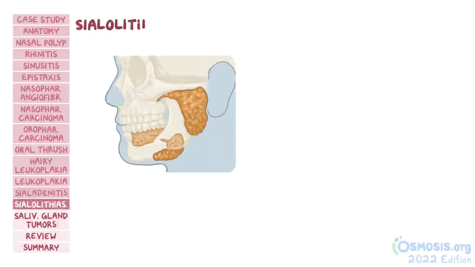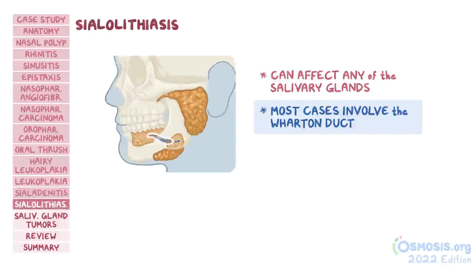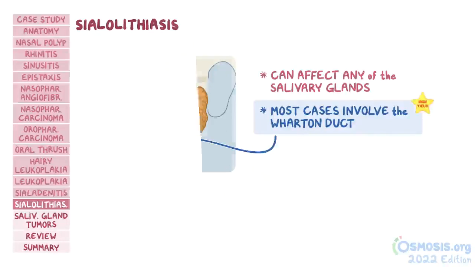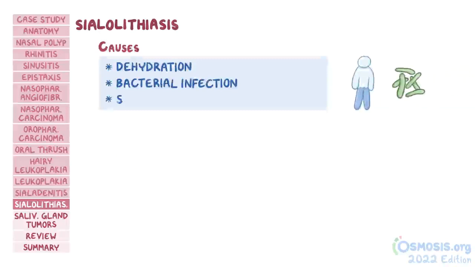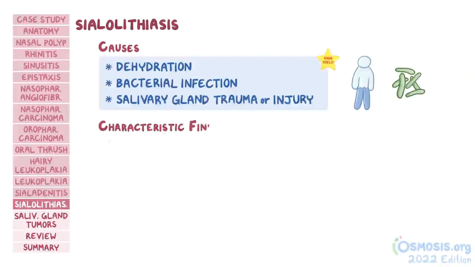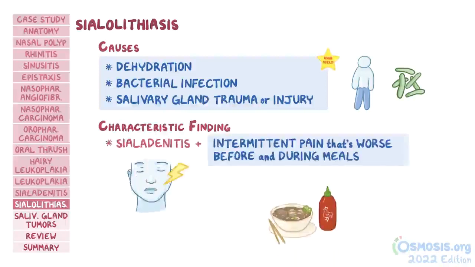Now, sialolithiasis can affect any of the salivary glands, but most cases involve the Wharton duct of the submandibular gland. And that's a high-yield fact. Common causes of sialolithiasis include dehydration, bacterial infection, and salivary gland trauma or injury, and the most characteristic finding is sialadenitis associated with intermittent pain that's worse before and during meals.